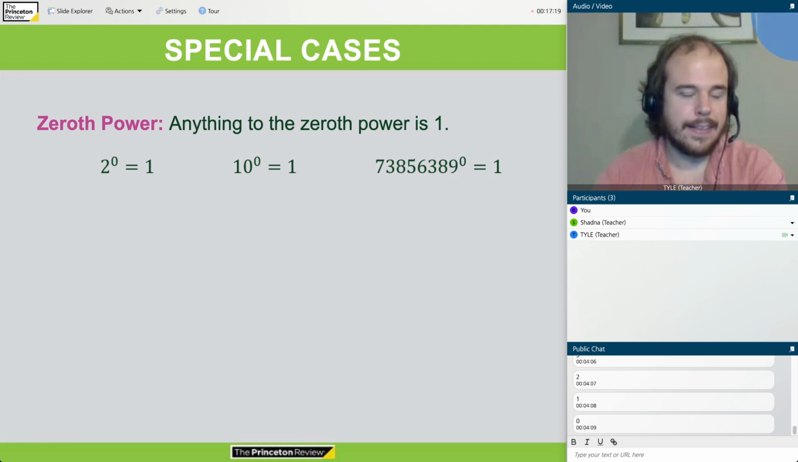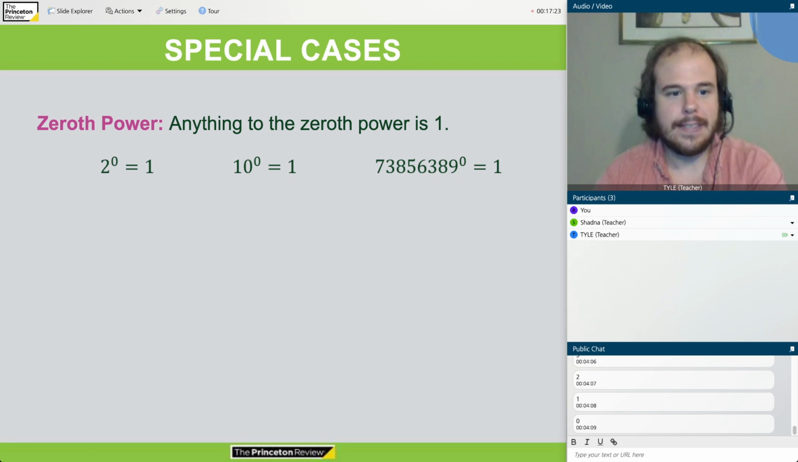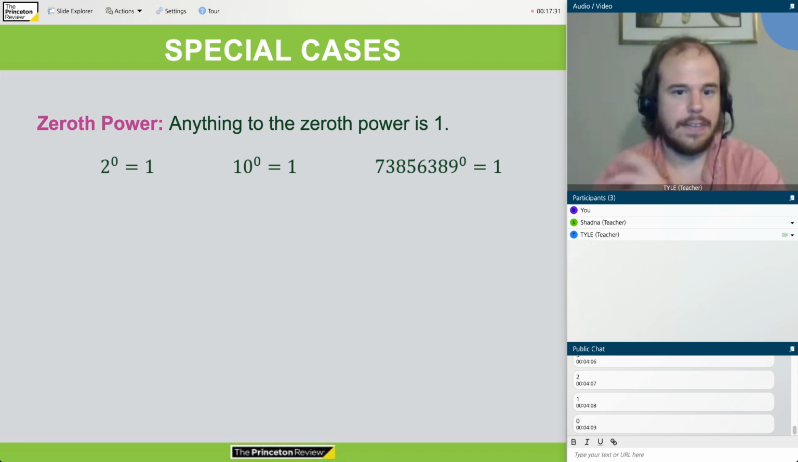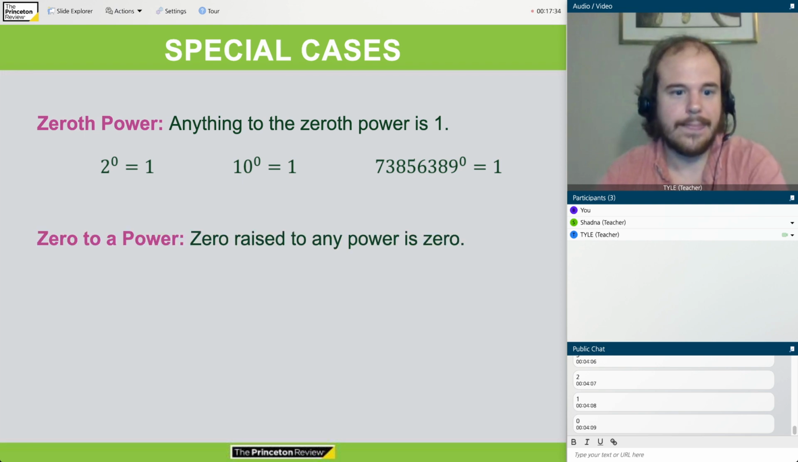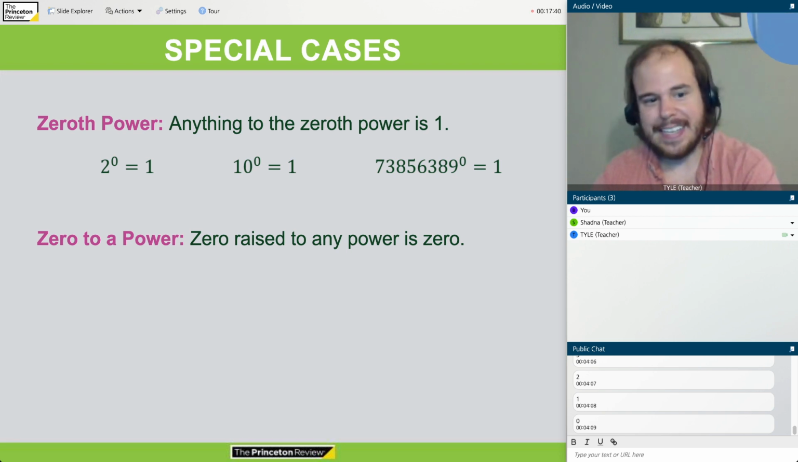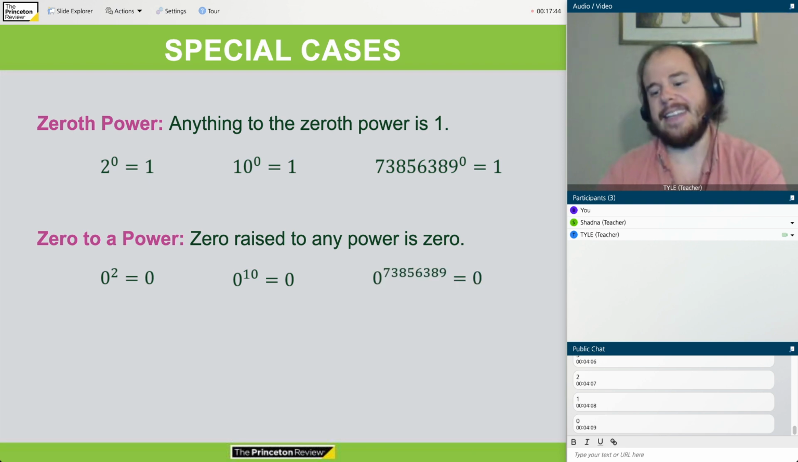The idea there is, since the exponent tells us how many times we're multiplying the base times itself, if we're not multiplying the base times itself any times at the 0th power, then we're just left with the multiplicative unit, or 1. Okay? But you can just remember the rule. 0 to a power is always 0, because we're just multiplying 0 together. And whenever we do that, no matter how many times, we always get 0.